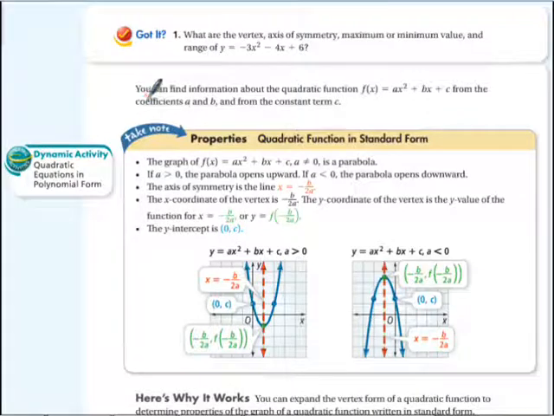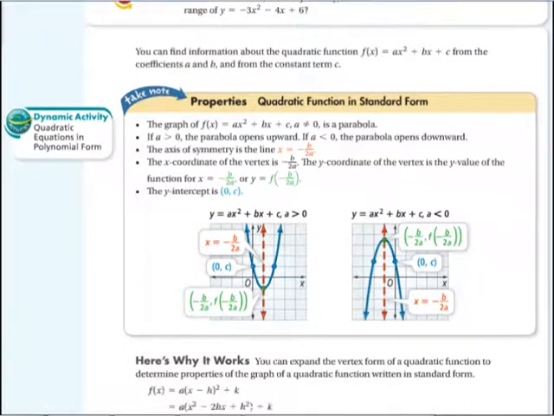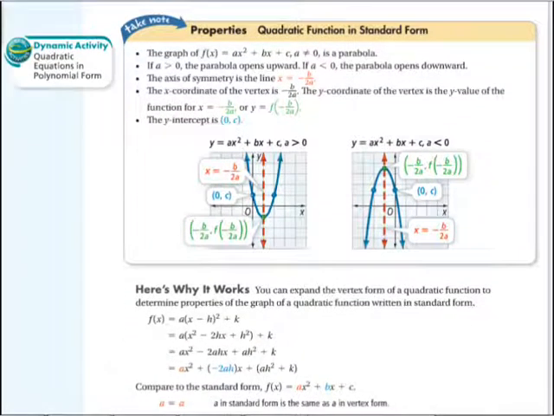We can also find information about the quadratic function from the coefficients a and b, and from the constant term c. So let's look at what those can tell us. The book tries to give you some hints here, so take note. One, we know it's a parabola, so we should be pretty comfortable with that. If a is greater than 0, it opens up. If a is less than 0, it opens down. We should be pretty comfortable with that.